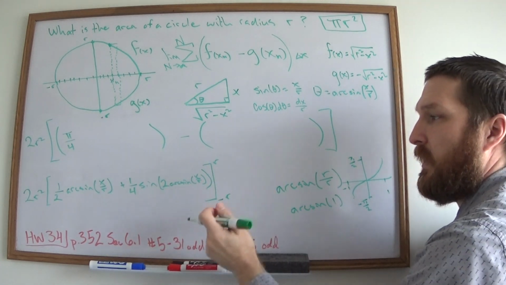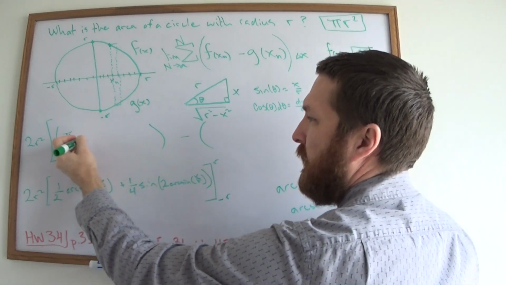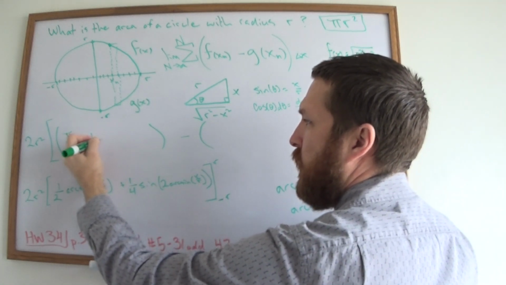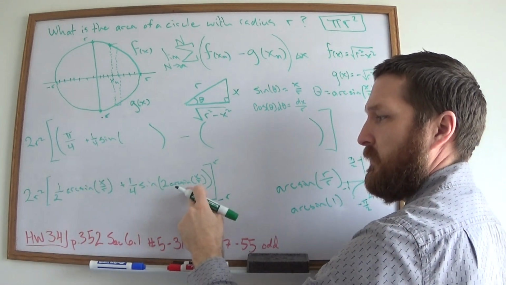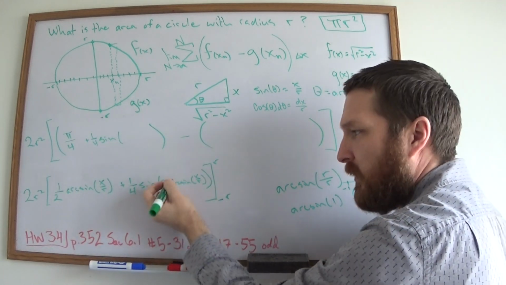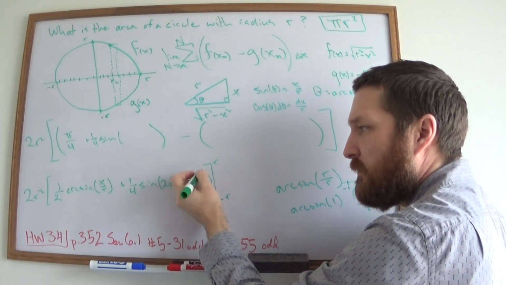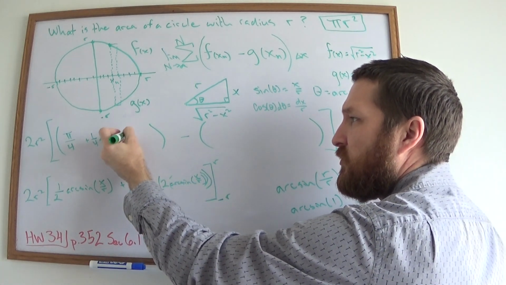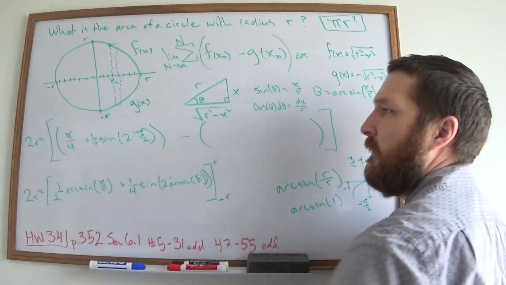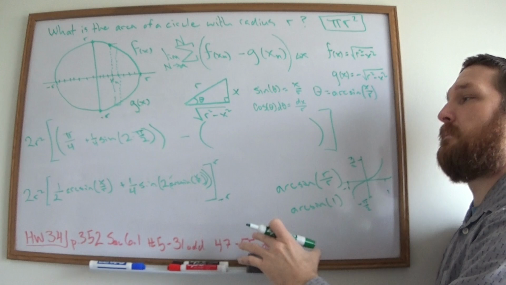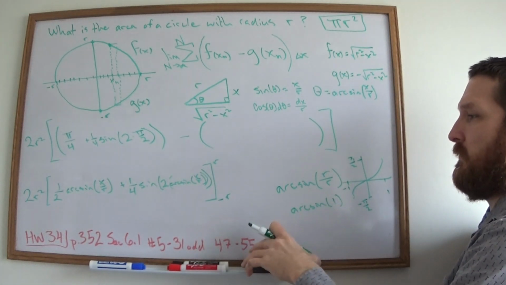Now, plug in my pi over 2 here. I'm just going to go ahead and write this out, plus 1/4 sine of 2 times pi over 2, right? Pi. Because this part here is pi over 2. So that's 2 times pi over 2, right there. So that just goes to zero, which is nice.